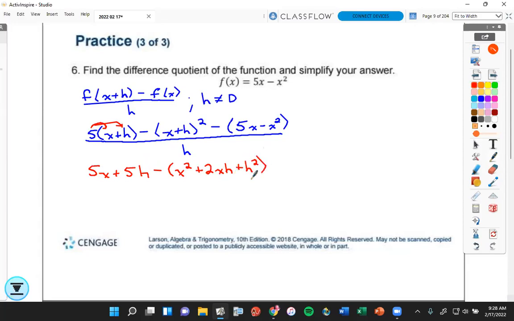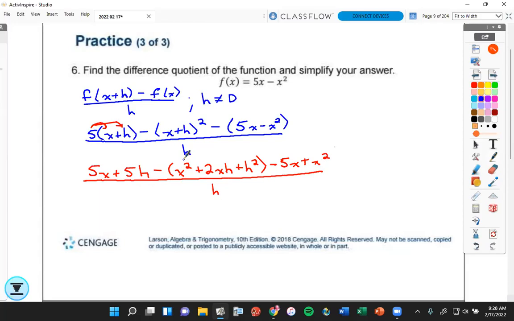I'll go ahead and distribute the next negative sign. It gives me negative 5x plus x squared all over h. Next step, I'll go ahead and distribute that negative sign. Now, actually, would y'all be okay if I just worked it from here and combine like terms from here? Can y'all follow that?